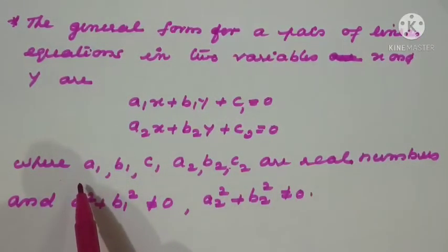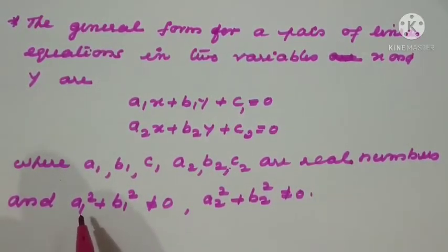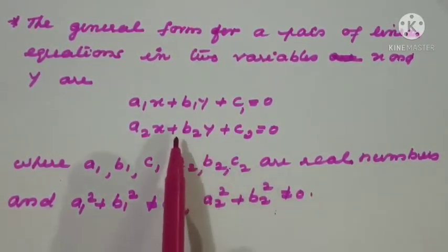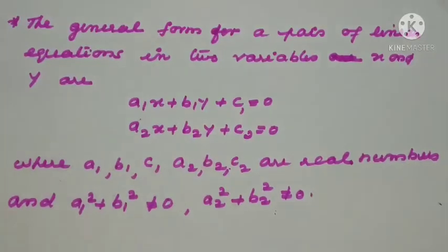Now what is the next step? The conditions: a1, b1, c1, a2, b2, c2 are real numbers, and also a1 square plus b1 square is not equal to 0, a2 square plus b2 square is not equal to 0. This means a1 and b1 both are not equal to 0, also a2 and b2 both are not equal to 0. If it is 0, we will not get two variables, only one variable. We have seen the graphical representation for a single linear equation in two variables, a straight line. So for two equations we are going to get two straight lines.